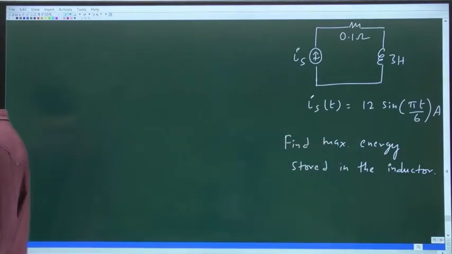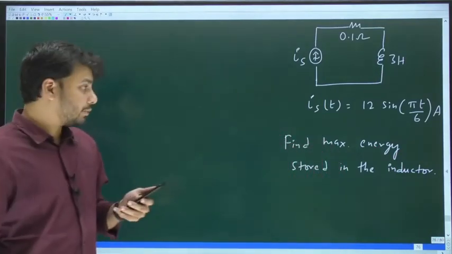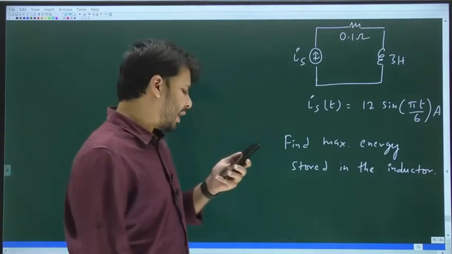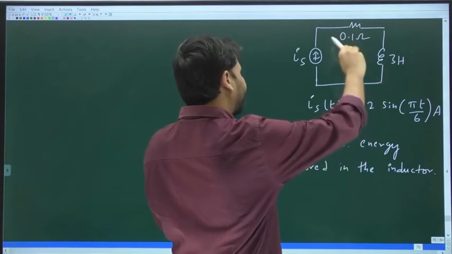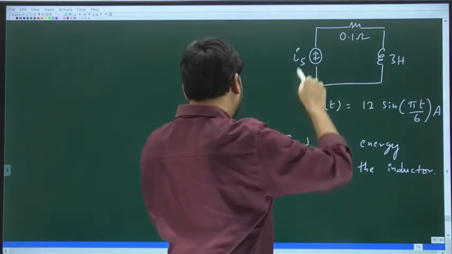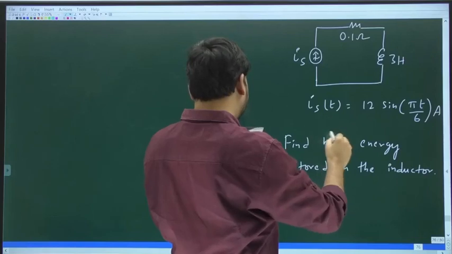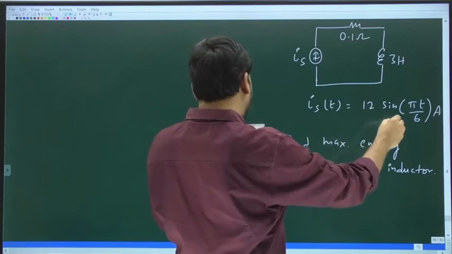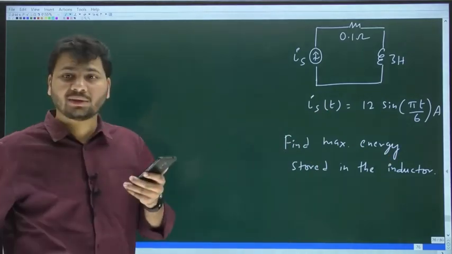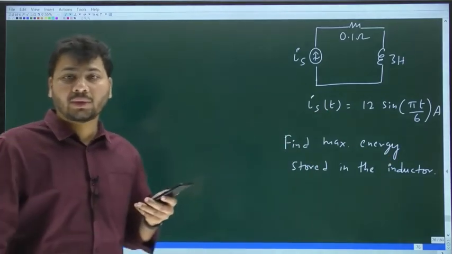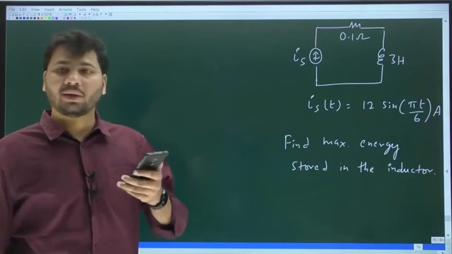Okay, look at this circuit. What do you have in this circuit? Are we not having a resistor in series with an inductor and both are in series with a current source? What is the value of the current source? 12 sine pi t by 6 amperes. So what type of current source is this? DC or AC? 12 sine, is it not a sinusoidal current source or AC current source?